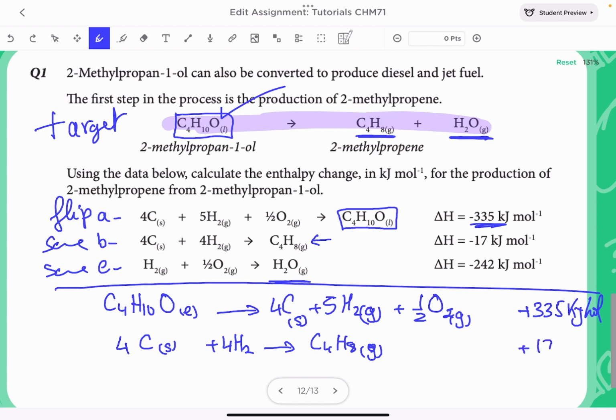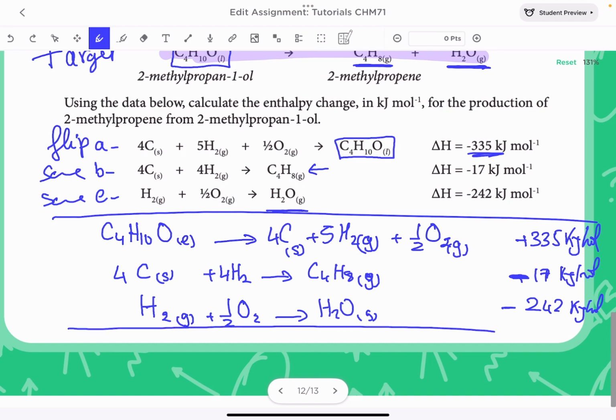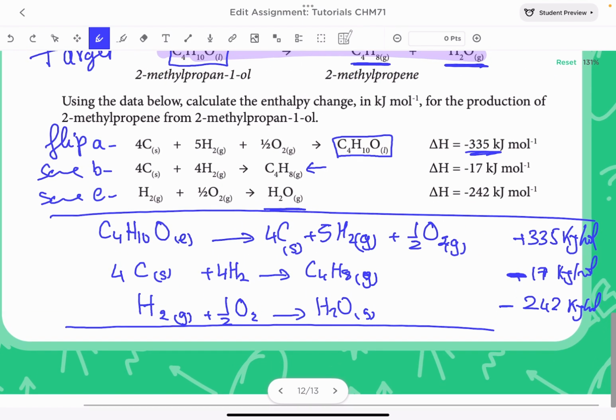This remains negative 17. And this one as well, equation C, H2 gas and half O2, H2O gas with no changes on the enthalpy. Now, the last step, add them all. Half O2, look at it. Half O2 on the product side and half O2 on the reactant side, they cancel out.